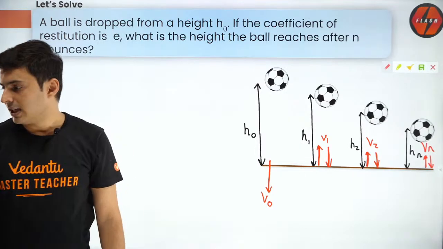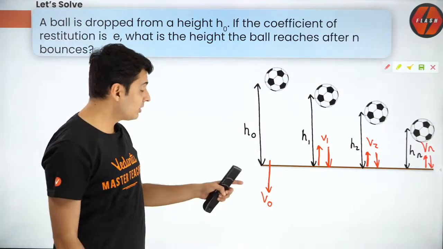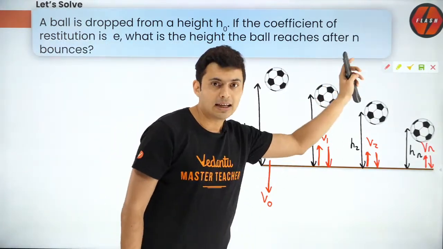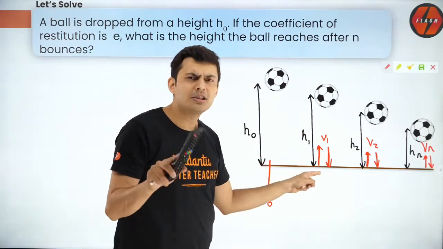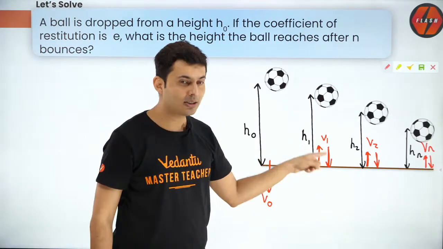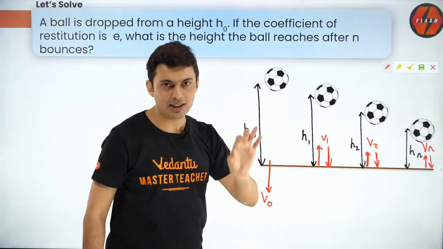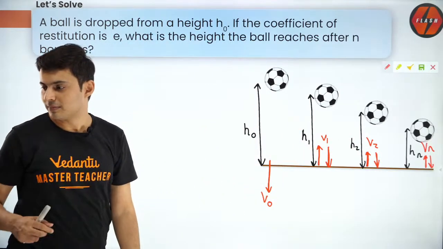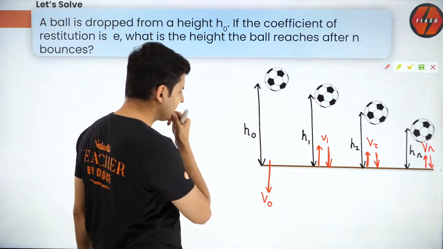As height varies, even speed varies. Yes, Manoj, but these are not the speeds at any random time. These are the speeds just before or just after the collision. So that's why I have taken the specific values. Alright, great. Now, here is the logic.